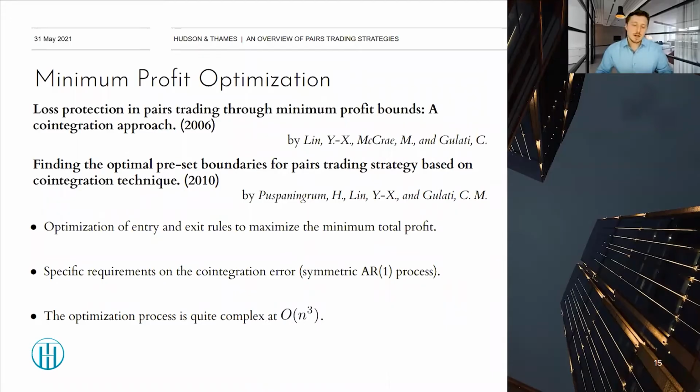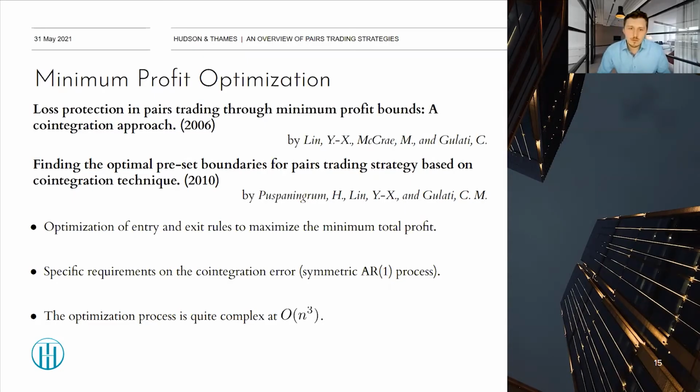The second element of the Cointegration approach is the minimum profit optimization. These are a set of strategies that would optimize the minimum profit, even though it doesn't sound really exciting. But essentially, what we are trying to do here is maximize the worst case scenario in the trading setting. So the first paper, I believe, is one of the first in this domain, and the second one is an adjustment to the original one.